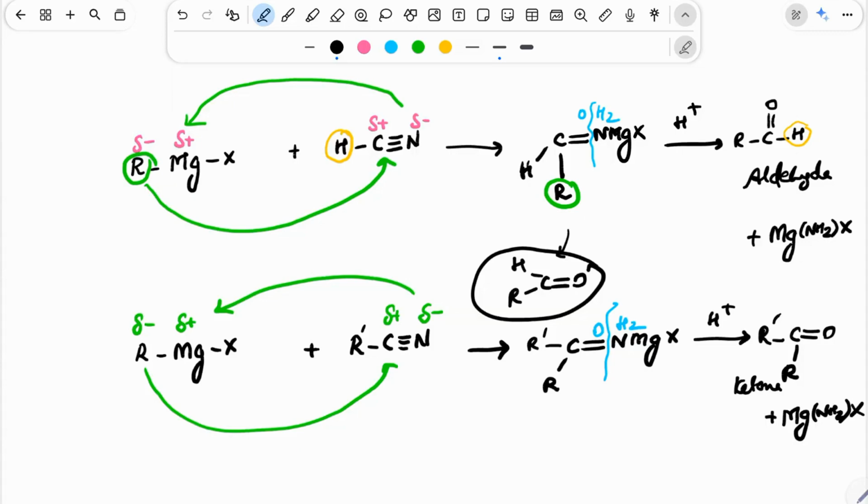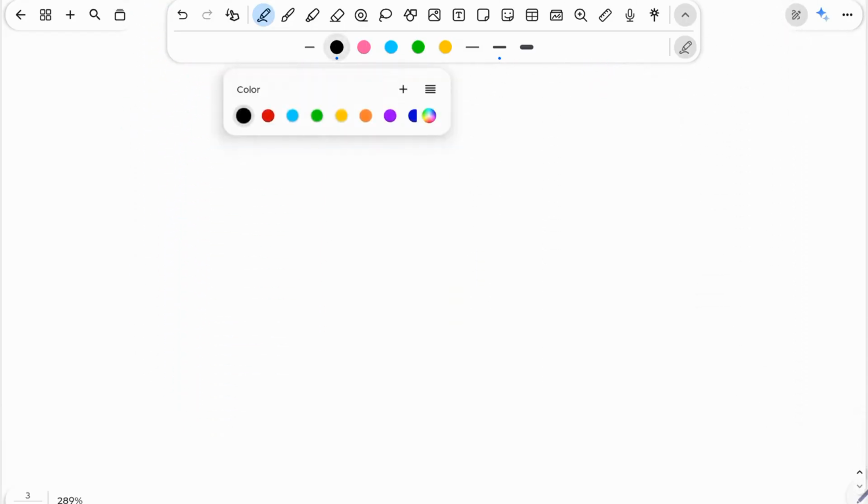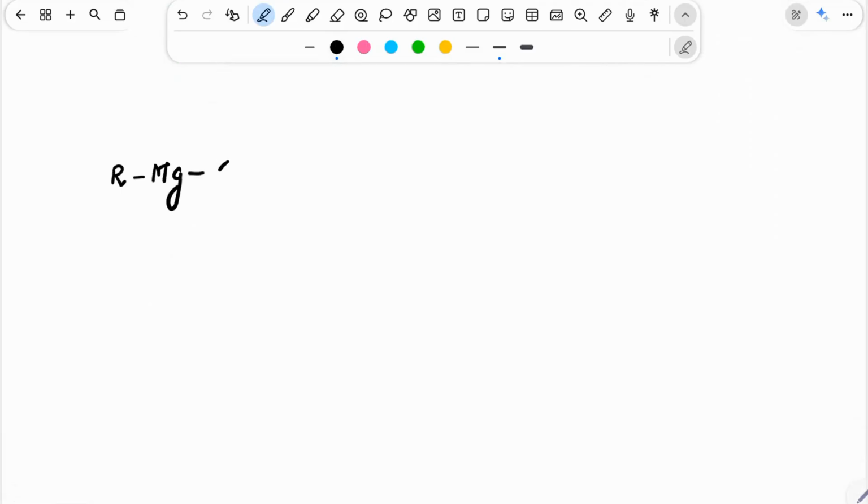Along with that, we will get MgNH2X. So using this, we can prepare aldehydes and ketones also. Now, how can we prepare carboxylic acid? That is the next case.